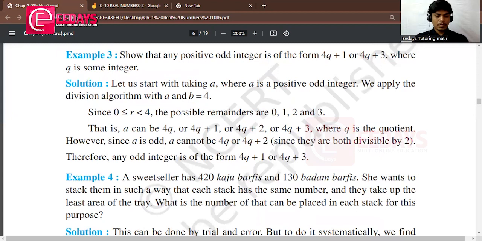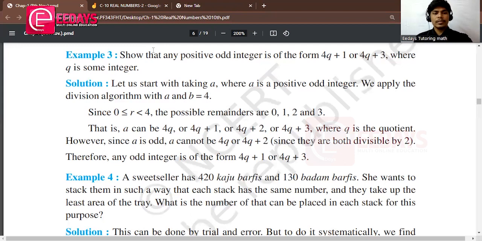One second, guys, it is lagging. My pen tab is lagging. I just connected again. One second. Okay, now it is working.